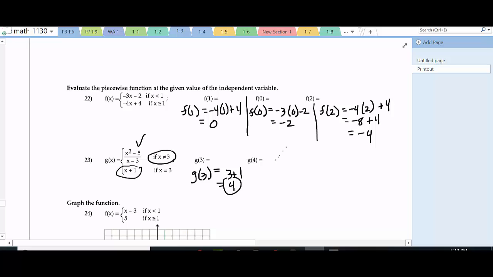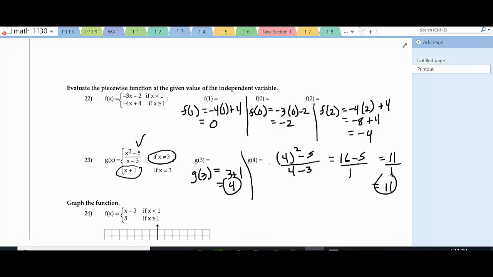Okay, g of 4, what do you do? You plug that into the top. And if you do that, you would have g of 4 would be 4 squared minus 5 over 4 minus 3 like that. Okay? And that looks like that would give you 16 minus 5 over 1. So that looks like 11 over 1. So that's equal to 11. So you want to get comfortable with what the meaning of a piecewise function is and how to evaluate. Does everybody understand what I just did there?